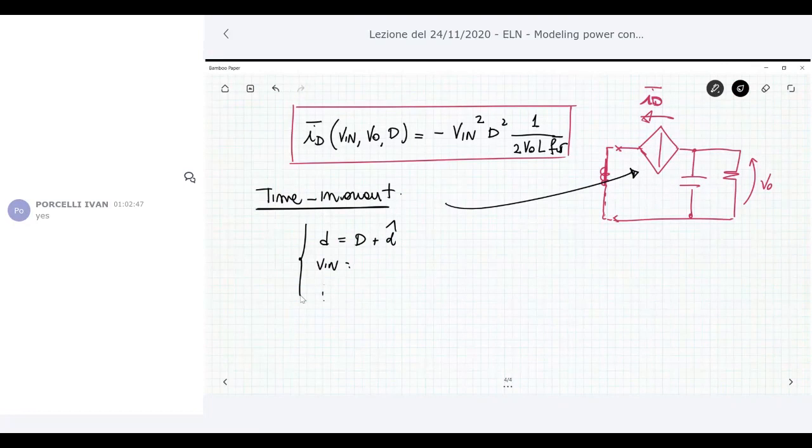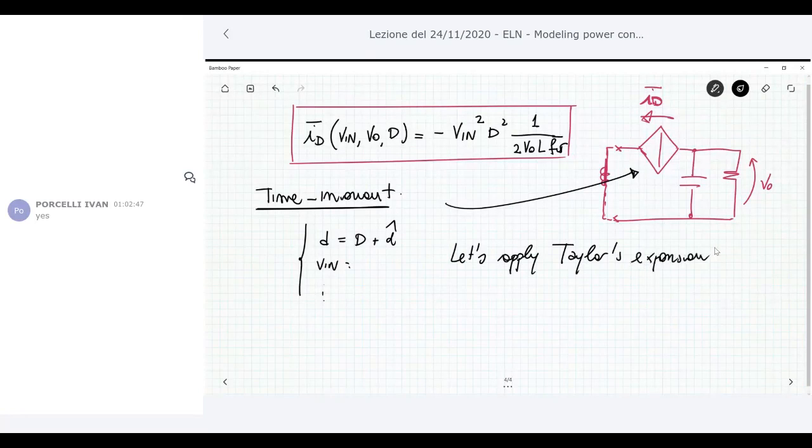Okay, it can be instructive to see another way to move from a non-linear circuit to a linear circuit. Okay, and this is to apply the Taylor series. Okay, so in this case, let's apply Taylor's expansion to ID, average quantity. Just a few words about the Taylor expansion.